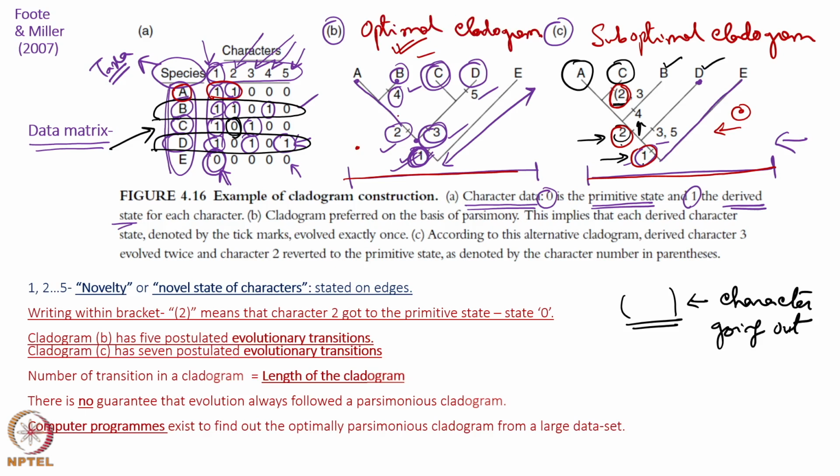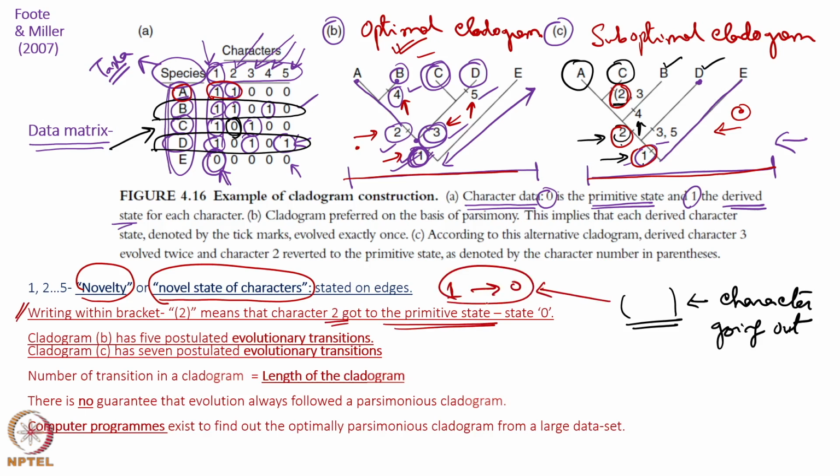Once we have written the numbers 1, 2, 3, 4, 5 etc. on the edges, they are called the novelty or the novel state of characters. Writing within bracket, as I told you, means that character 2 got its primitive stage, that means from 1 it has become 0. Anything written in bracket will mean from the derived state it is going to the primitive state.